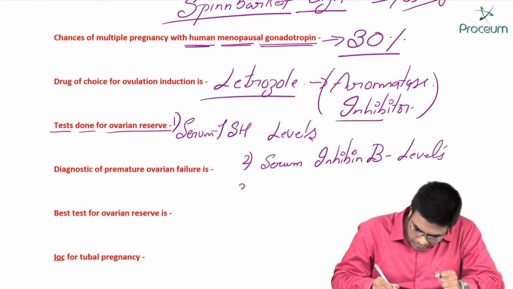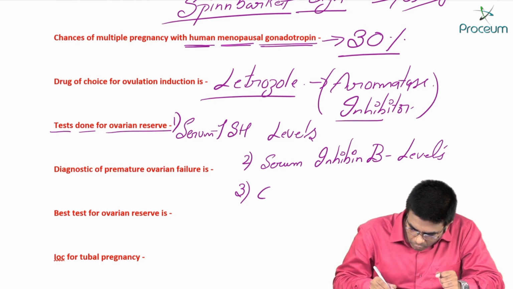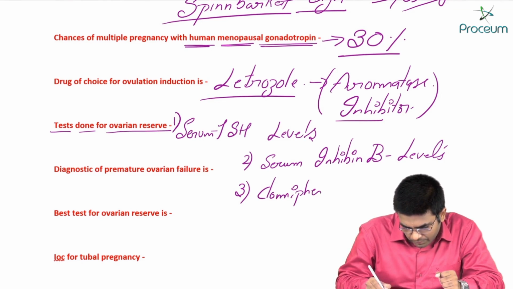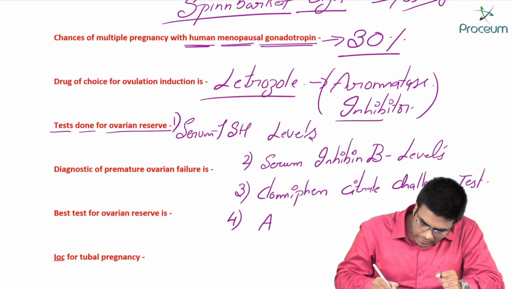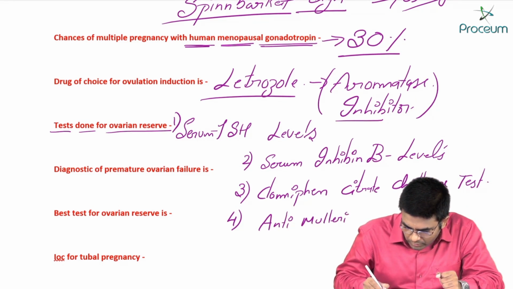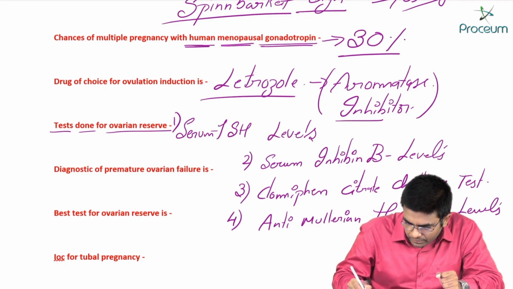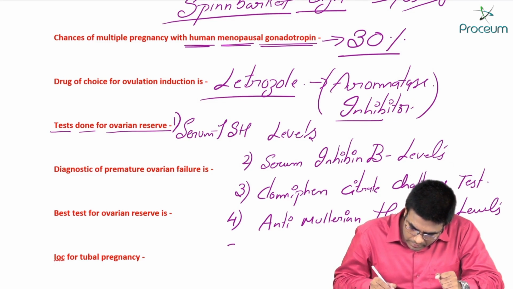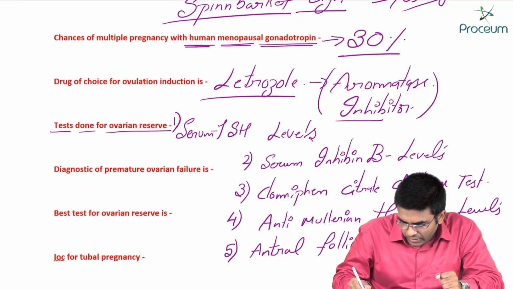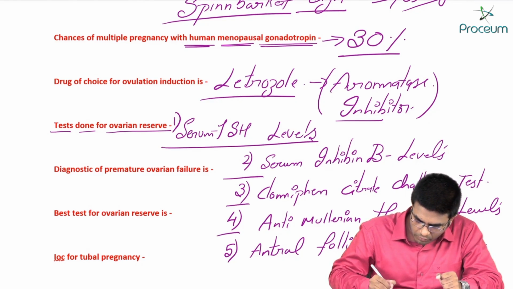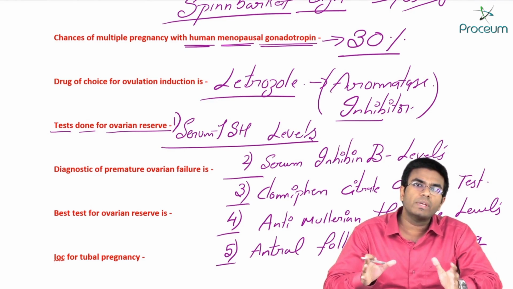Next we can do the clomiphene citrate challenge test. Then anti-Mullerian hormone levels and antral follicular counting. So all these, 1, 2, 3, 4, 5, these 5 tests are used for knowing the ovarian reserve.